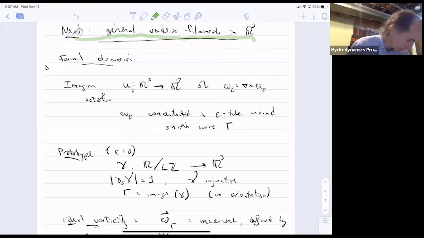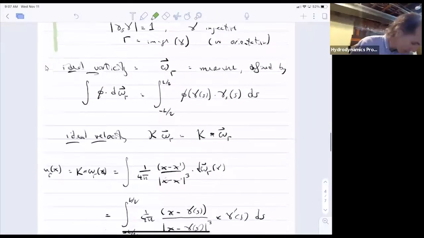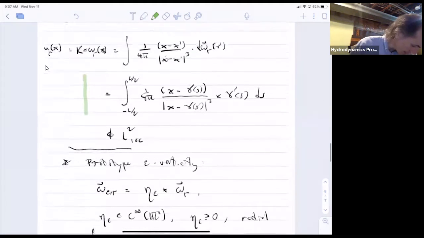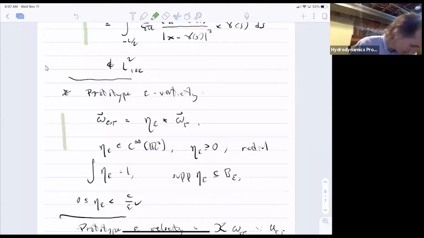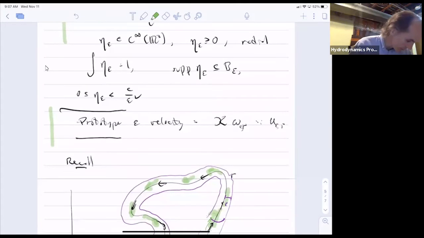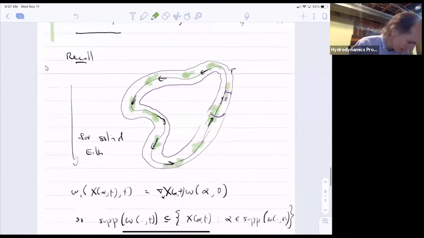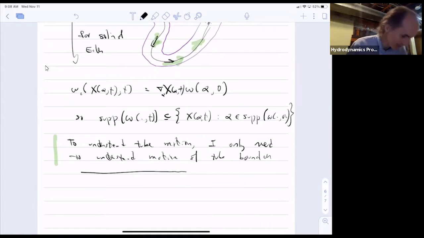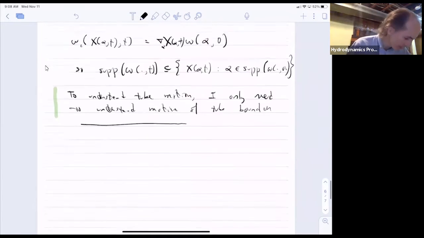And so we started with this prototype, the epsilon equals 0 vorticity, for which we have a formula for the velocity, u sub gamma. Here it is. And so we regularize it as this. And then the epsilon regularized velocity will look like this. To understand the tube motion, we only need to understand the motion of the tube boundary. And apologies for the awful handwriting. Okay, so let's continue.